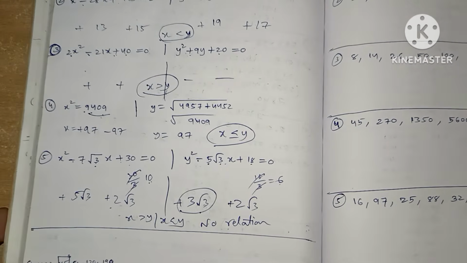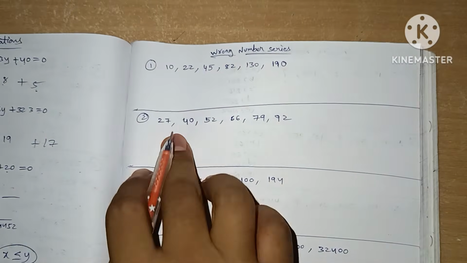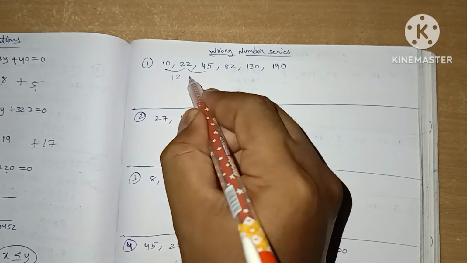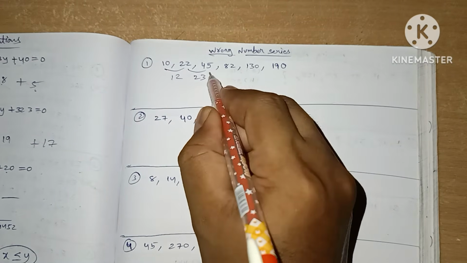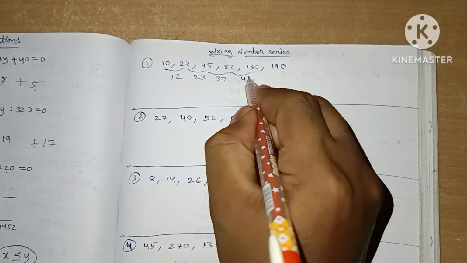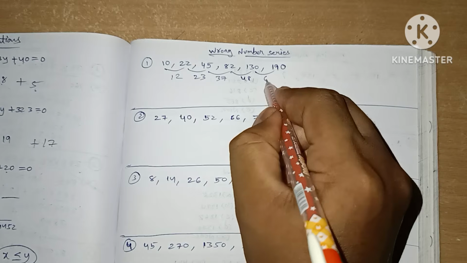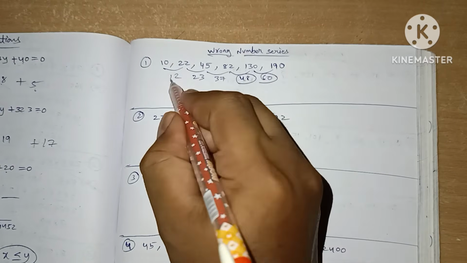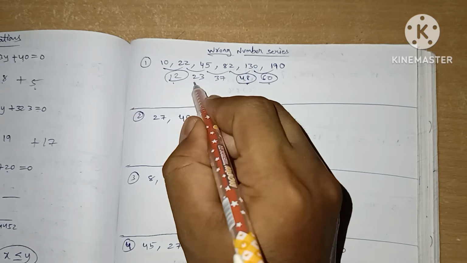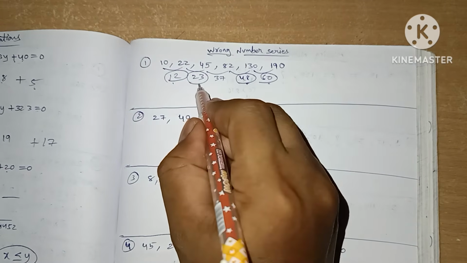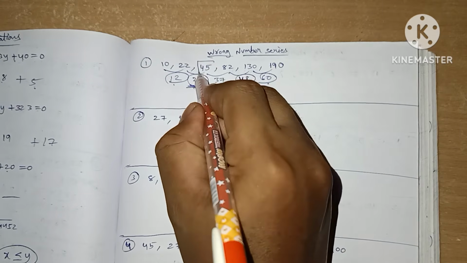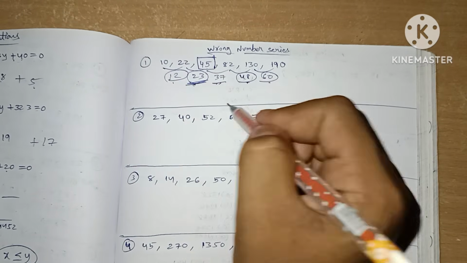Next we are going to see wrong number series questions. Wrong number series. Here the difference is 12. Here the difference is 23. Here the difference is 37. Here the difference is 48. Here the difference is 60. I know these numbers are 12 factors: 12 1 times, 4 times 12, 12 5 times. So it must be 12 2 times and this must be 12 3 times. So these are wrong numbers. So in between them, this one is our wrong number.